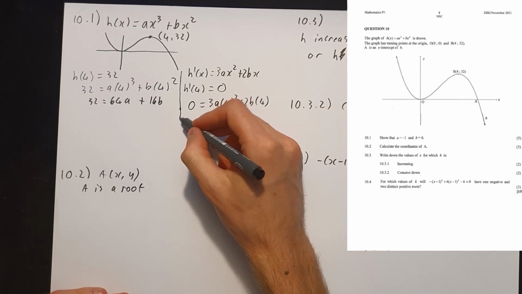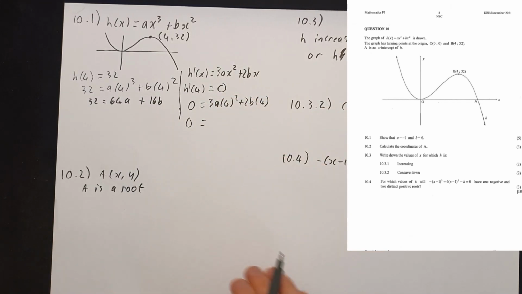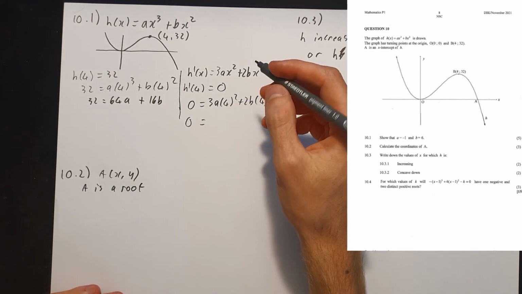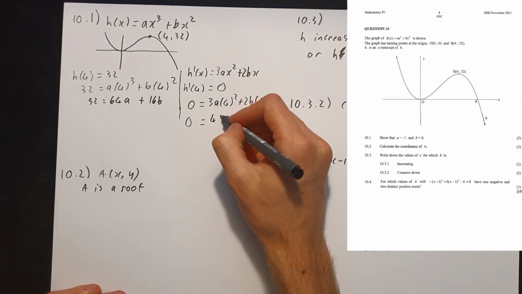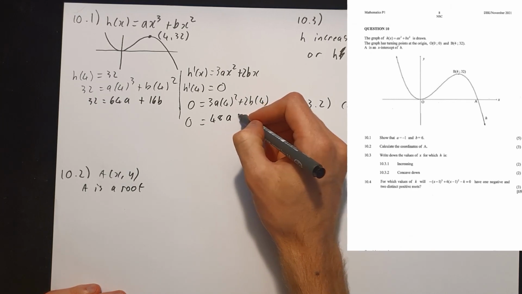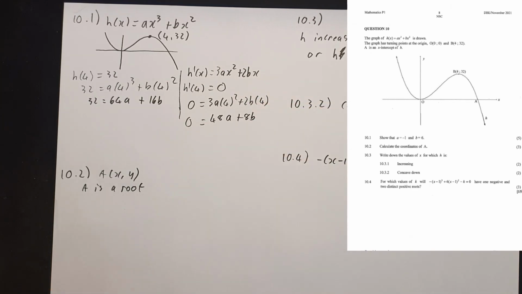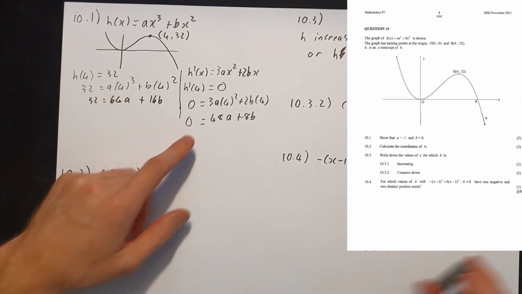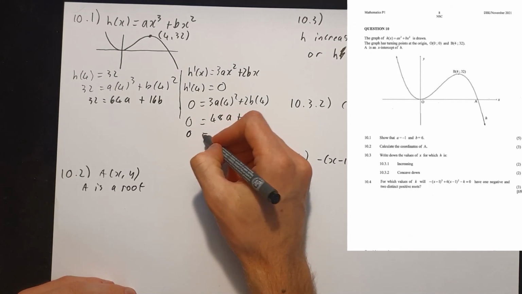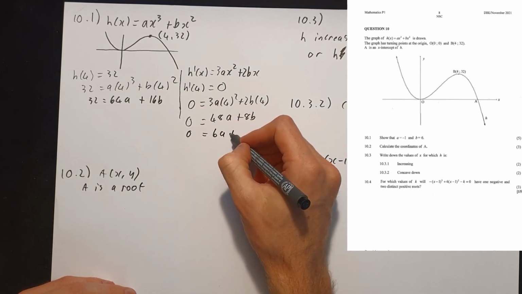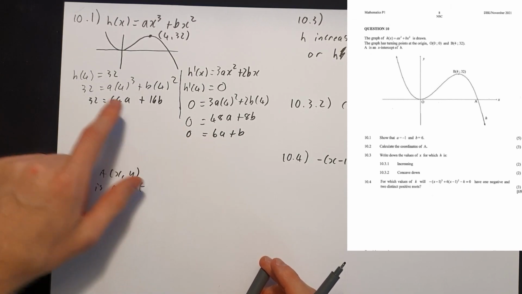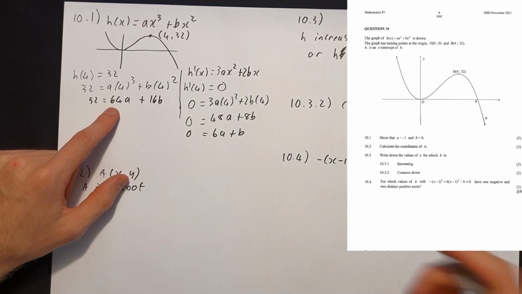So therefore we have 0 equal to 3a times 4 squared plus 2b times 4. Okay, and therefore if we substitute that in, we're going to have 48a plus 8b. We can simplify that because it's equal to 0. So we can take out 8 as a common factor, which means we have 0 equals 6a plus b.